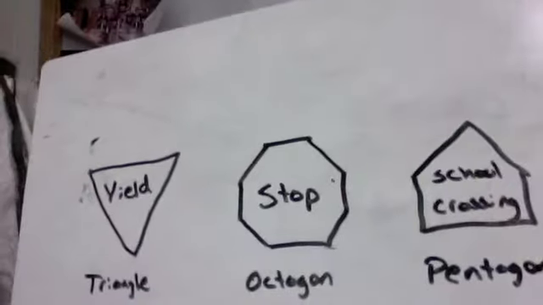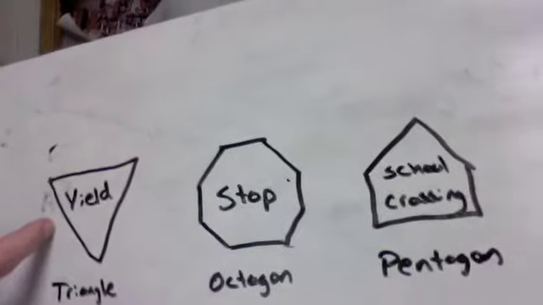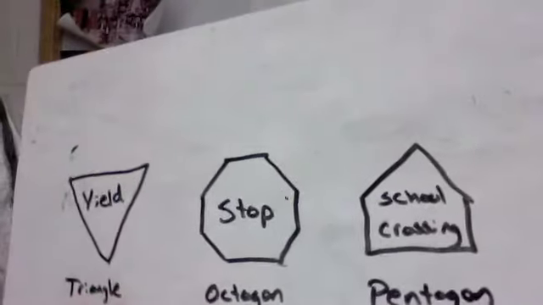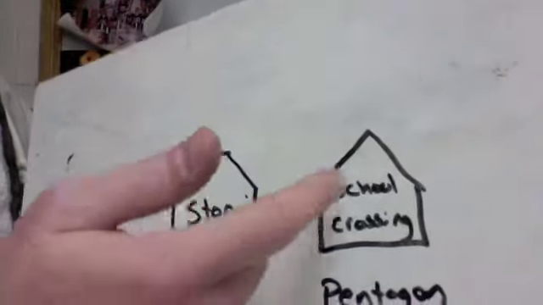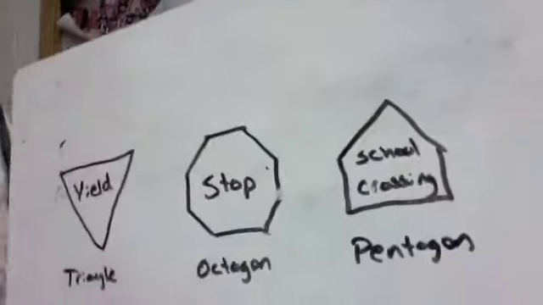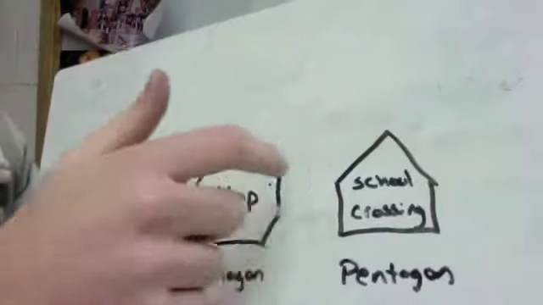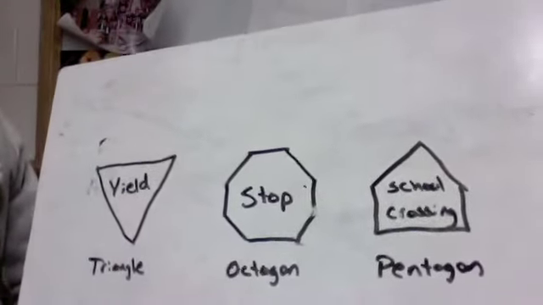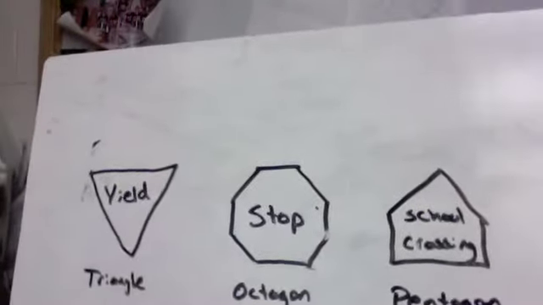I know that a yield sign's kind of an upside down triangle, so that's definitely a polygon. A stop sign has 8 sides, so a stop sign's an octagon. And I know school crossing signs, they don't look like this, but that's what kind of sign it is. And they are kind of almost house-shaped, which would be a pentagon because it's got 5 sides. So if you've got something different than this, it's perfectly fine, as long as it's a real sign and it matches up with one of our polygons.